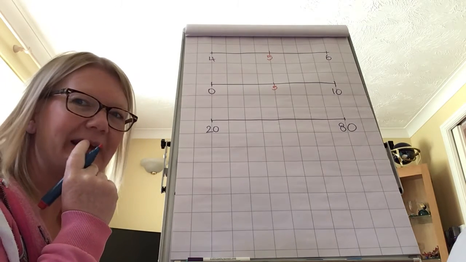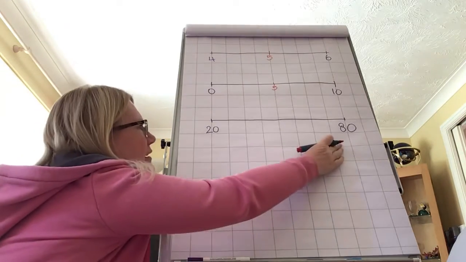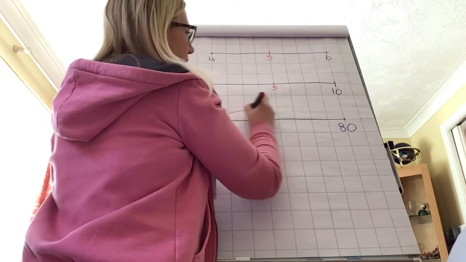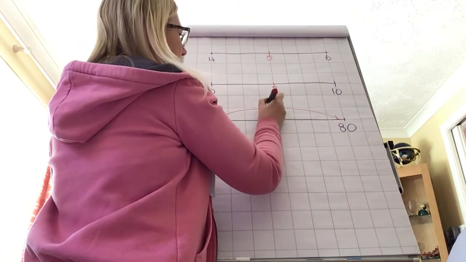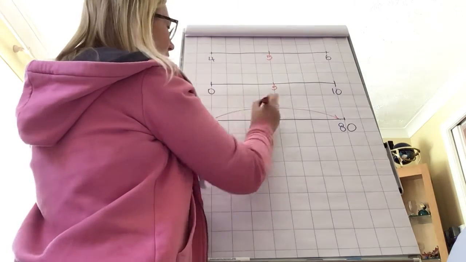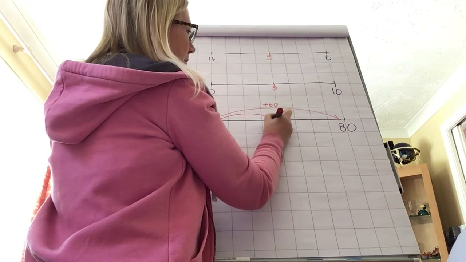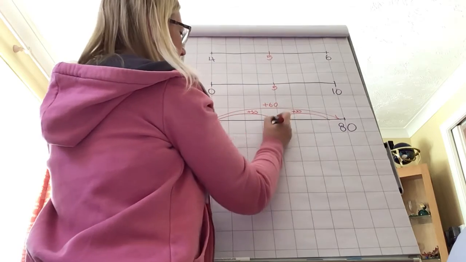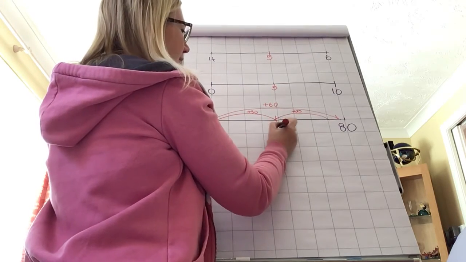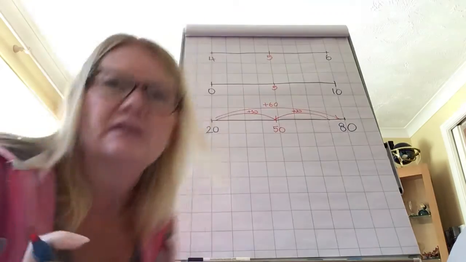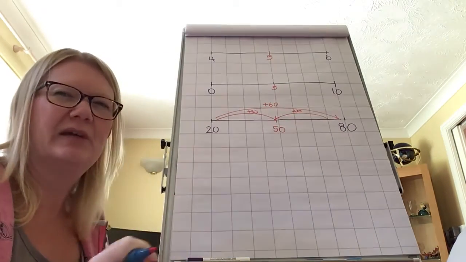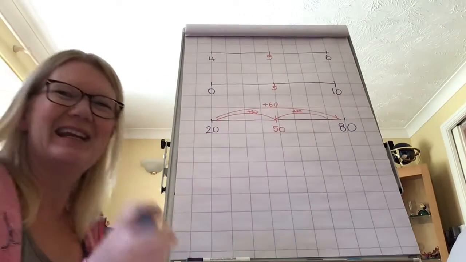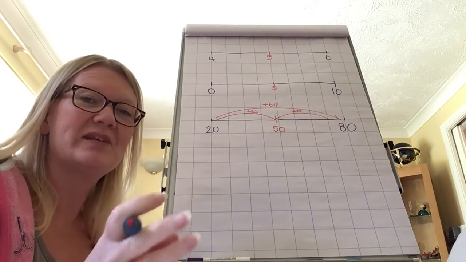What about the midpoint between 20 and 80? How do we work that one out? Well, the difference in total is 60. So let's put that there. Half of that would be plus 30 and plus 30. So our midpoint is going to be 50. So that's one way of finding midpoints. You can work out the difference and halve it. But there's actually a much simpler way.